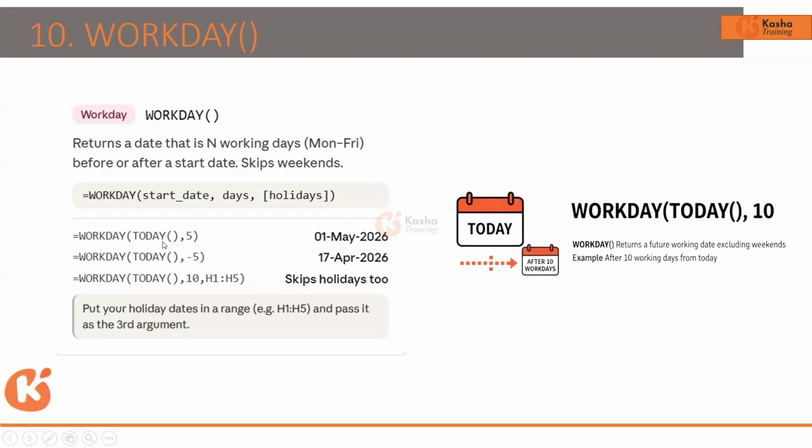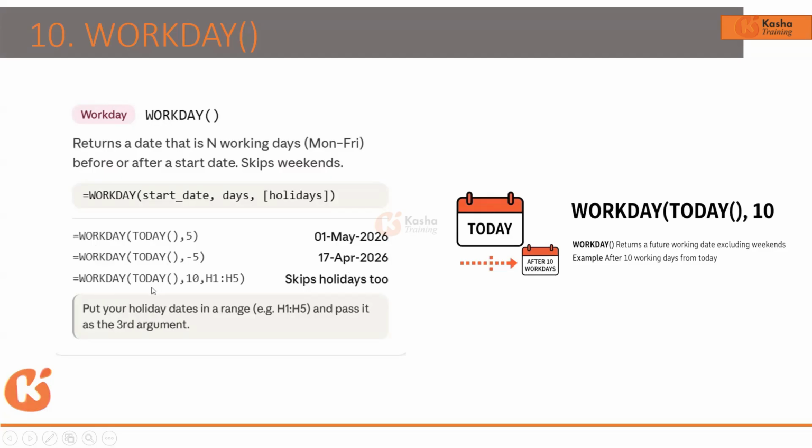So for example, you have given today, and you have given 5. So it has taken as the 1st of May 2026. Then you can see you have taken today, and then you have given -5. So you can see it has taken as the 17th of April. So this is like 26, because today is 26. If you add 5, it has taken as the 1st of May. And on 26, if you -5, it has taken the 17th of April.